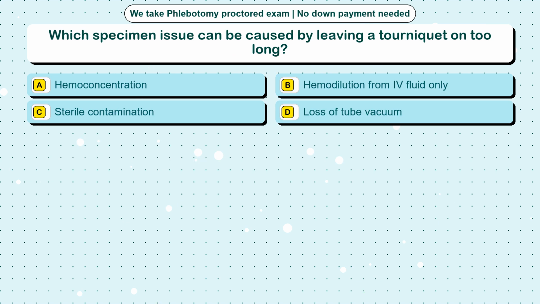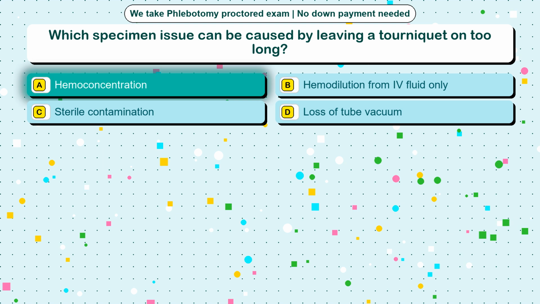Question 82. Which specimen issue can be caused by leaving a tourniquet on too long? Option A, hemoconcentration. Option B, hemodilution from fluid only. Option C, sterile contamination. Option D, loss of tube vacuum.